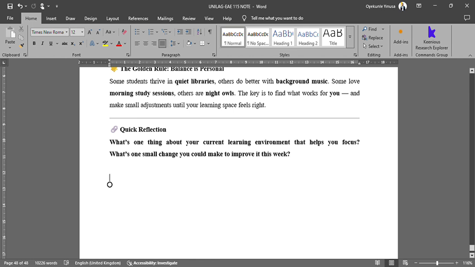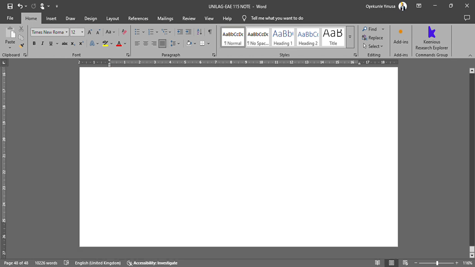Now, the third reflection for you: what is one thing about your current learning environment that helps you to stay focused? What's one small change you could make to improve it this week? You must put this down in the comment section with your name and matric number. So that is 3 reflections for you. I want to see everything in the comment section with your matric number.